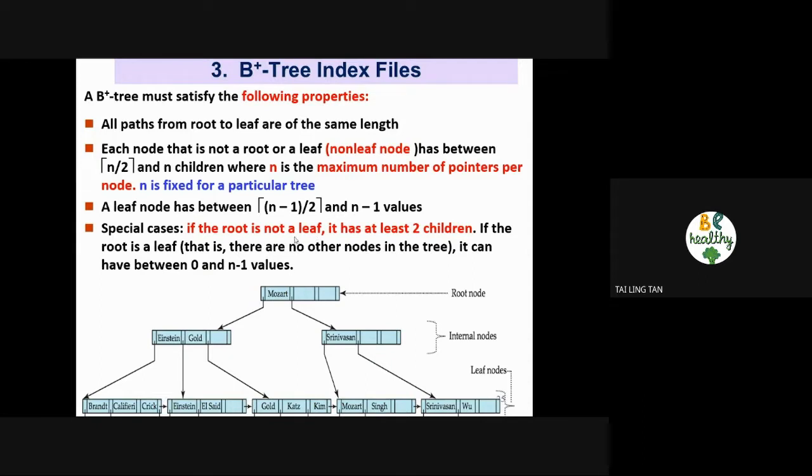So if this root is not a leaf, then only 2 children are available. This is a special case. If the root is a leaf, then there are no other nodes in the list. So this is another special case. It can have between 0 and n minus 1 values. If this part doesn't have anything, then it has a 0 value inside. Okay, so this is the starting point.